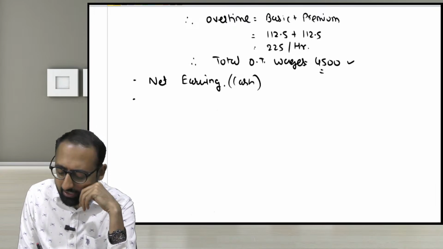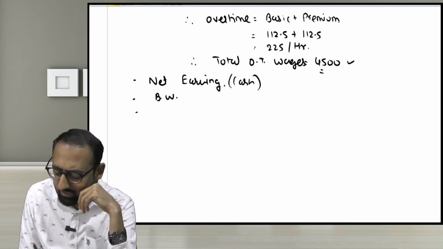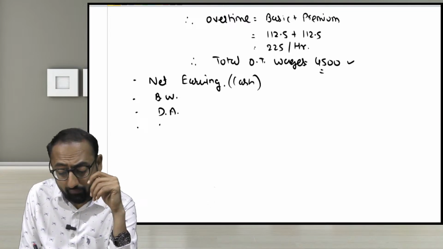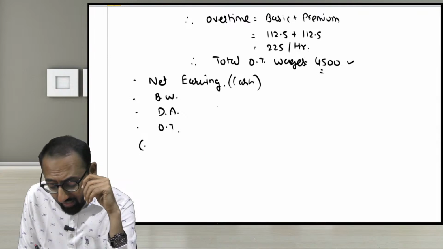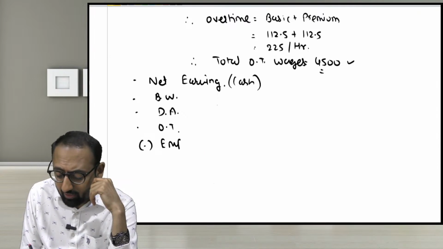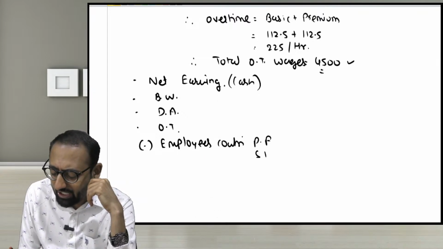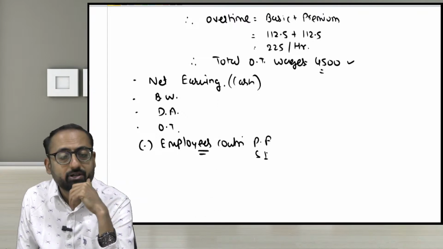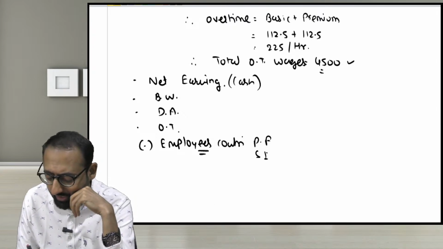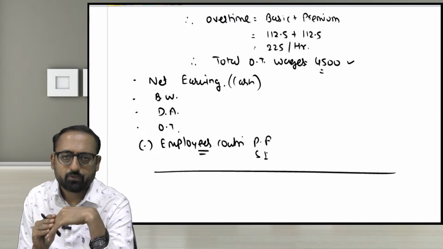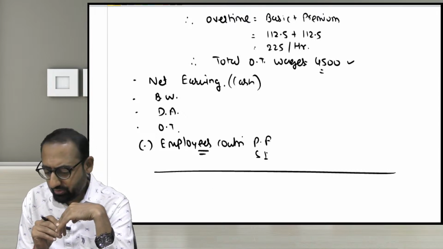It will be very simple, and you'll have to write the basic wages, yes. You'll have to write DA allowance, yes. Then you'll have to add the overtime wages, then deduct employees contribution to provident fund and state insurance. Employees contribution to provident fund and state insurance will be deducted. It will be the net amount taken by that worker. Okay, so this is how you calculate.